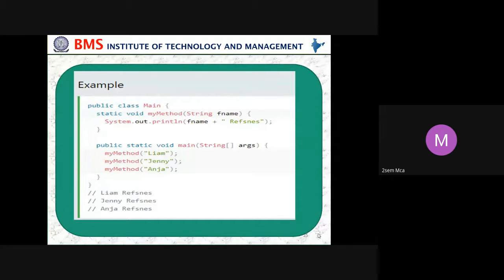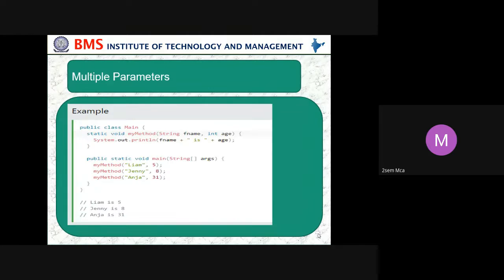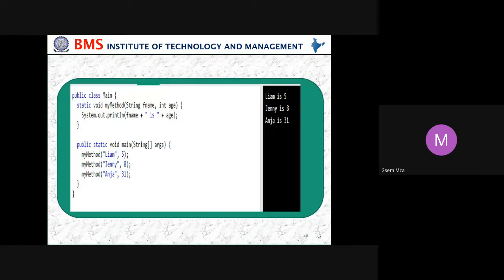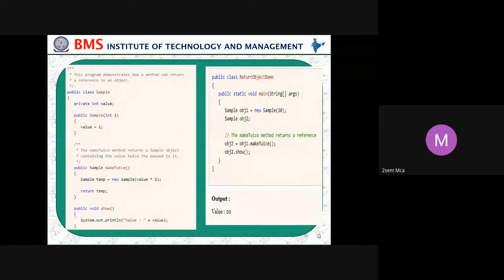Here we passed only a single argument and saw this output. If we pass multiple arguments, what is the output? Here we passed the name as well as the age of a person, so we are passing multiple parameters. Then, returning objects from a method. Here we passed 10, it was multiplied by 2, and we got the value 20.